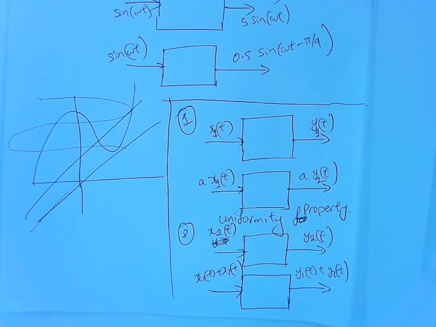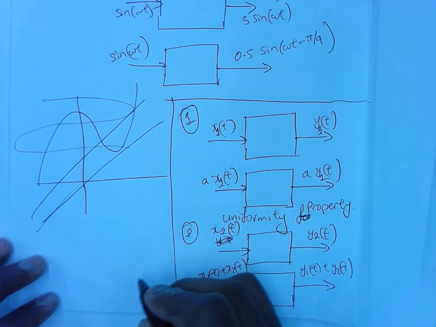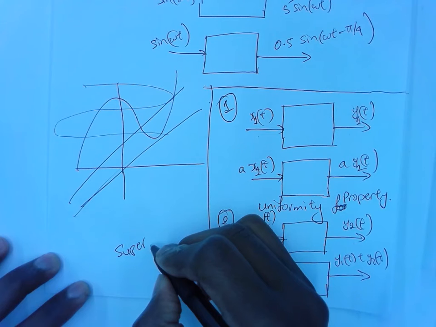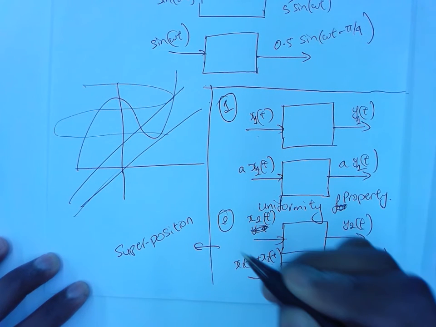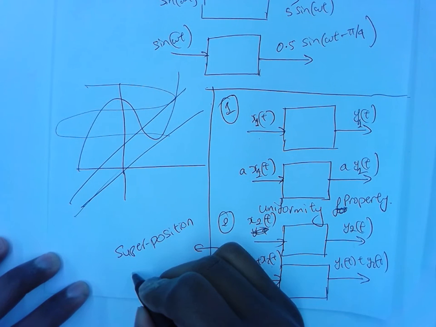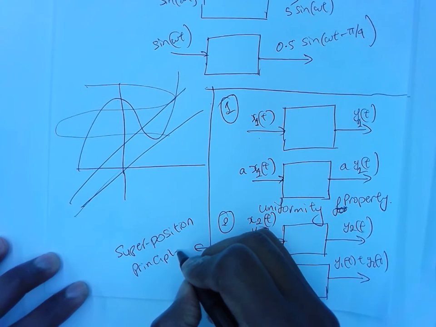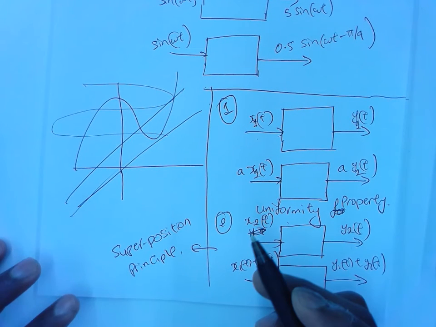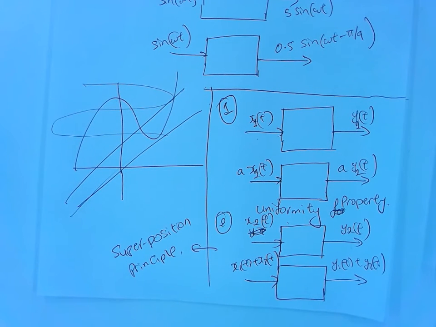If I take two signals, sum them up, and apply that to the input, at the output I should see the sum of the outputs of those individual signals. This is called the superposition principle. All three of them are considered superposition? Just the second property. So the uniformity property and the superposition property, both combined, make the definition of a linear system.